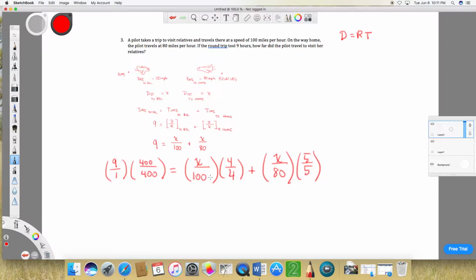And if I multiply both sides of this equation by 400, all those denominators clear. And I have 3600 is equal to 4x plus 5x, which is 9x. And 3600 divided by 9 is 400, and it's 400 miles. And that's what we had before. So the pilot traveled 400 miles is our final answer.